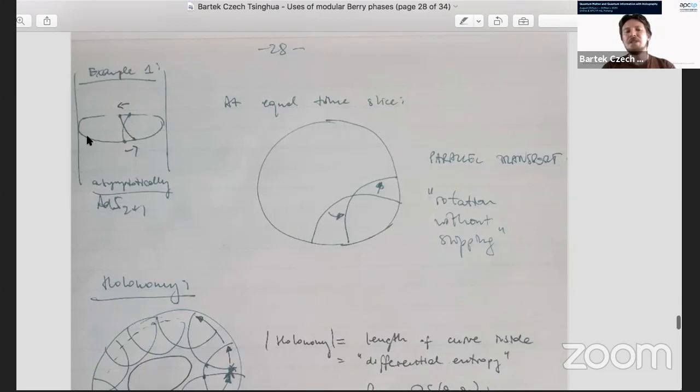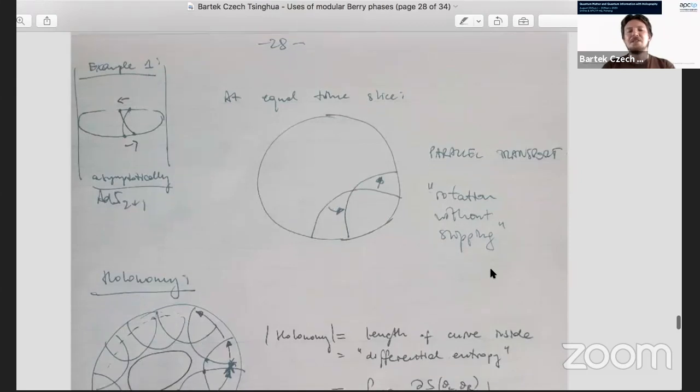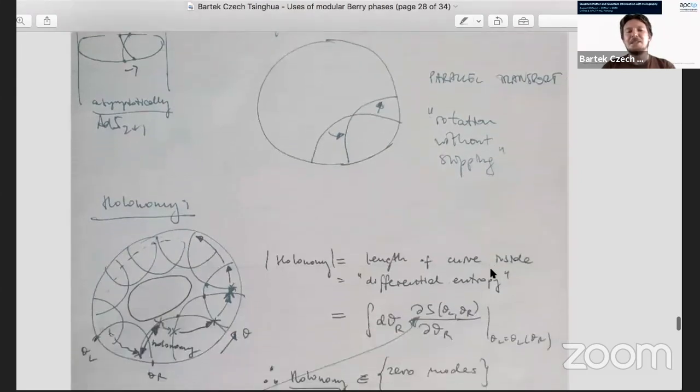It's best to draw this, if I'm not using any time in this picture, to just focus on an equal time slice, which I have drawn here. And so I'm going from this interval here to the other interval to the right of it over there. And then I'm asking, what does modular parallel transport do? As in, what is a vector field that modular parallel transport produces in the bulk? And the answer is something called rotation without slipping. So let's understand this a little more.